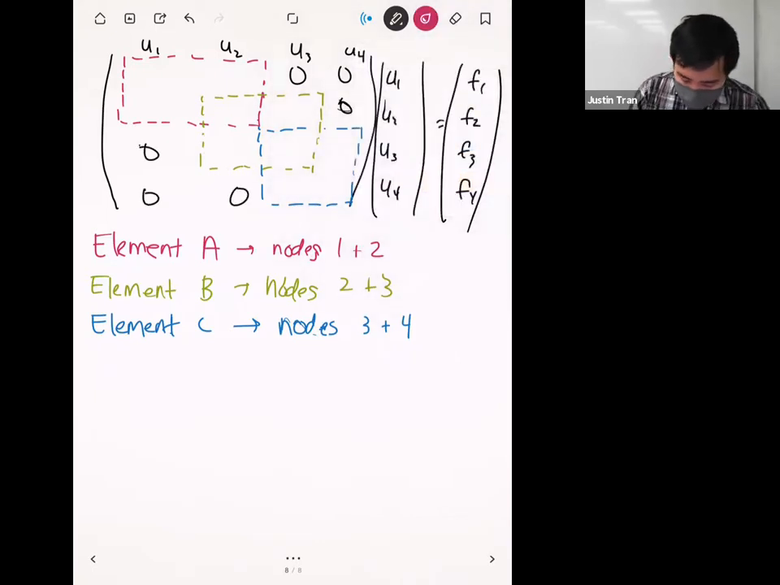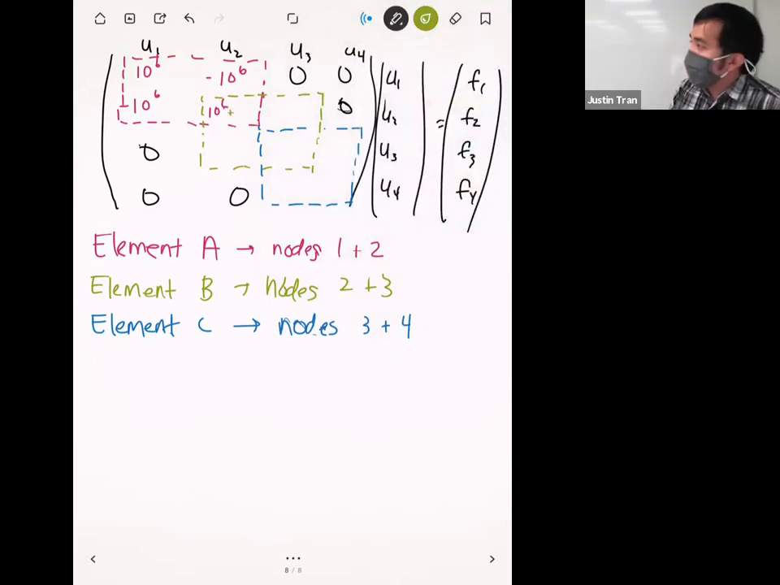All right. And so let's start with element A first. So element A is 10 to the 6th, minus 10 to the 6th, minus 10 to the 6th, and then 10 to the 6th. Next, we have element B. And so first we have this overlapping part right here. And so remember, whenever you have overlap between two different elements, then you're just going to add together their values.